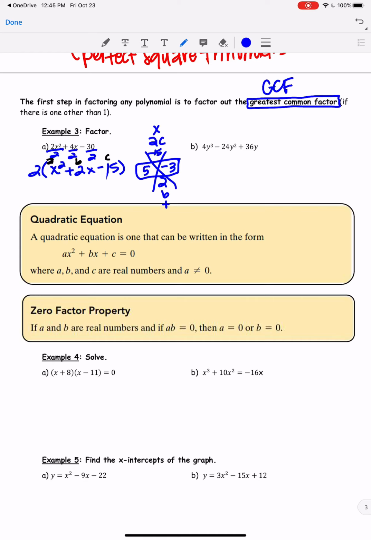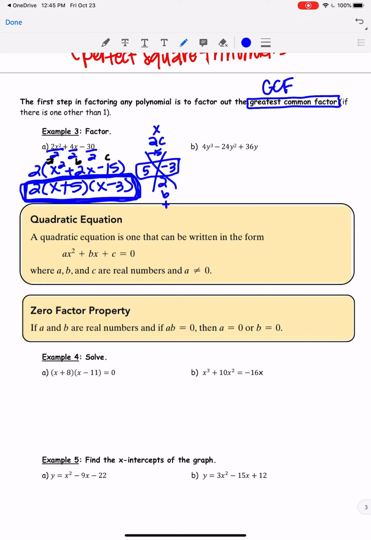It's okay. So now bring down that GCF. So I've got 2 times x plus 5 and x minus 3. You do have to make sure that 2 is out front though. If you don't have that 2 out front, what you factored was x squared plus 2x minus 15, and I wanted to factor the original.